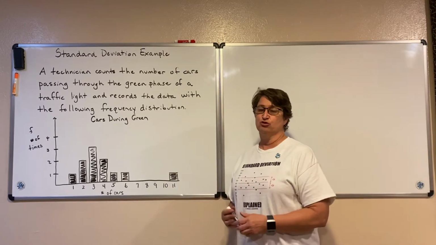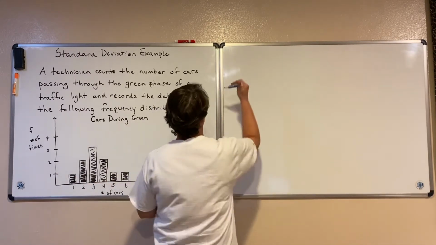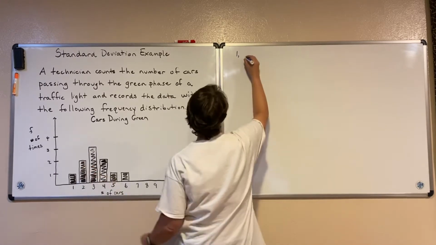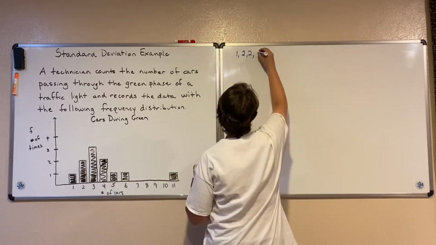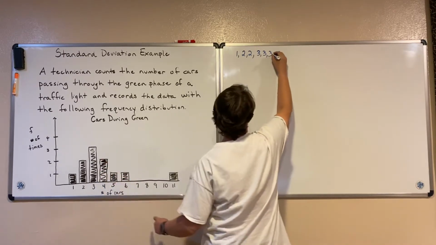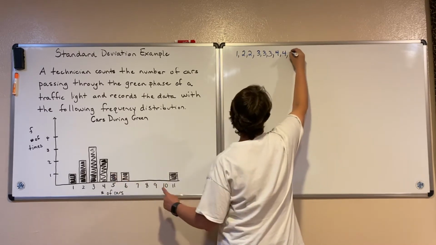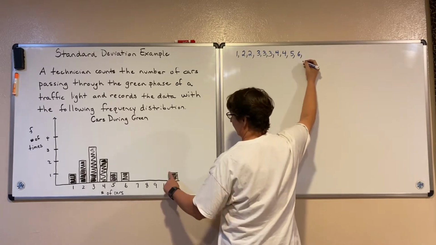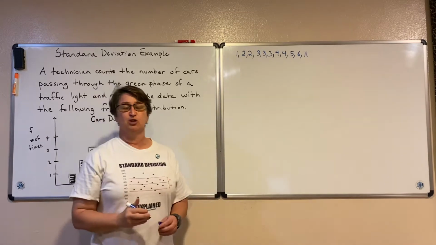So let's write down just what our data is. We can see from our frequency distribution that one car passed through one time, two cars passed through two times, three cars passed through three times, four cars passed through two times, five cars passed through one time, and six cars passed through one time. And one time the light had 11 cars go through it. So this is what our data looked like.